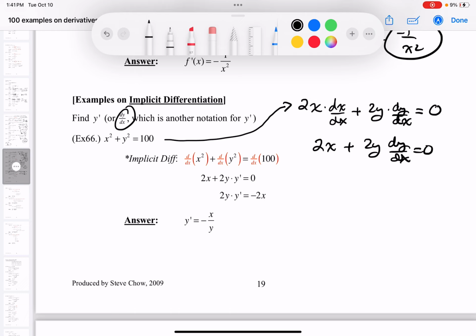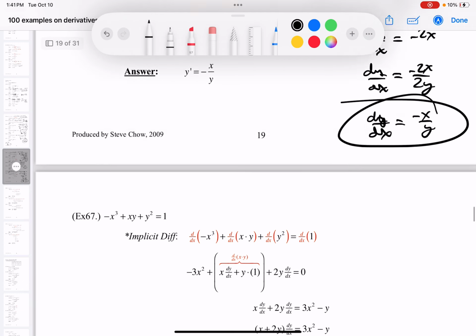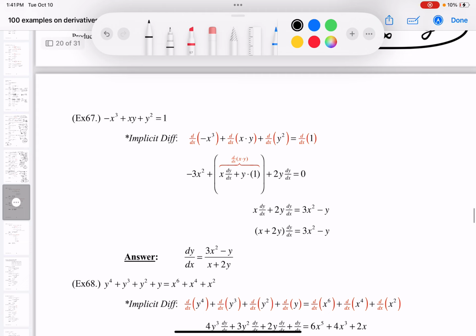I need to solve for dy/dx. And what do you get? 2y dy/dx equals minus 2x. dy/dx is minus 2x over 2y. So dy/dx, that's a y, is equal to minus x over y. All right? Let's keep moving. A little more difficult each time I look at these things. But let's put this one down.